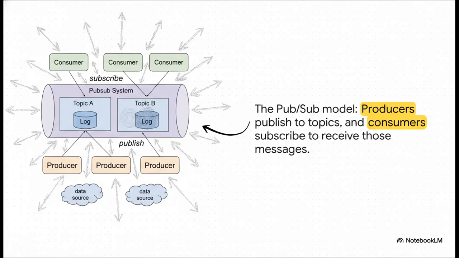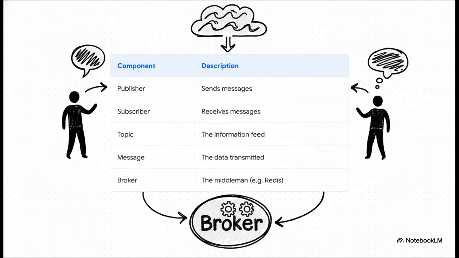And check this out. This visual really nails it. You see the producers down at the bottom just firing messages into that central PubSub system? There are no direct lines connecting them to the consumers at the top. Everything flows through these abstract topics, which you can just think of as message feeds. And this table here breaks down all the moving parts perfectly. You've got your publisher, your subscriber, the topic they use to communicate, and of course, the message itself.